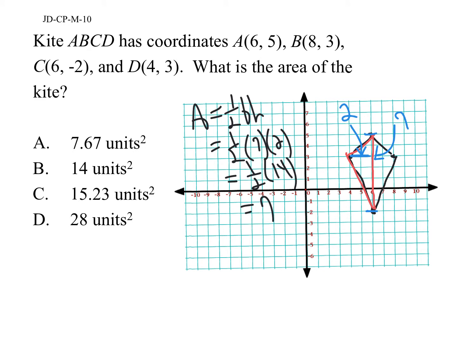And then the other part is going to be identical. So 7 plus another 7 would make that have an area of 14 square units. So that should be answer choice B.